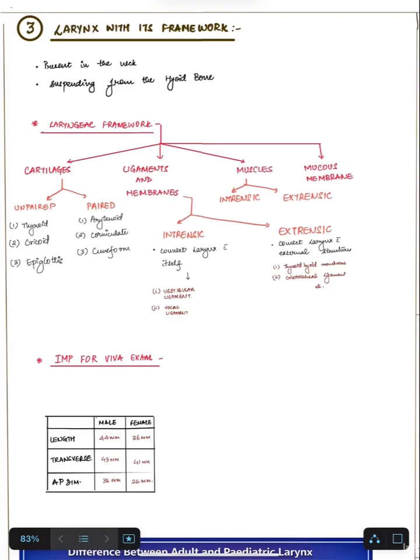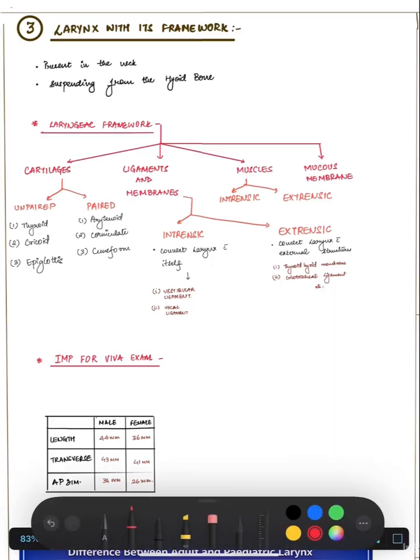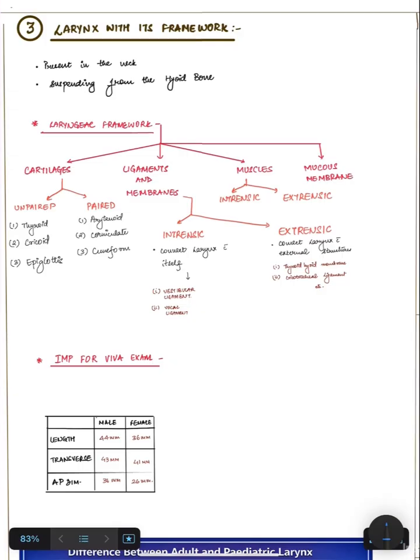Hello everyone, welcome to part 3 of Anatomy of Larynx, and in this we are going to cover the ligaments and membranes of larynx. Those who haven't watched part 2 of larynx, it was about the cartilages of larynx, and I'll just give a quick recap.